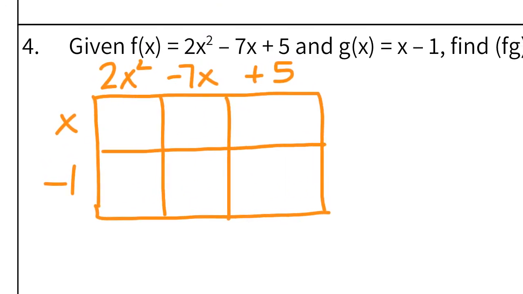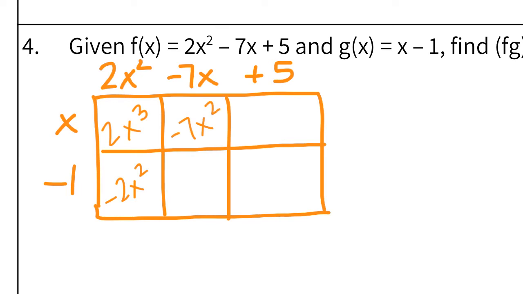Now I want to multiply corresponding columns and rows. So here on the top left, I have 2x squared times x, which gives me 2x to the third power. Right below that, here, I still have 2x squared, but now I'm multiplying by negative 1. So all that's going to do is turn it negative 2x squared. Okay, now the second column, negative 7x times x. So that's negative 7x squared.